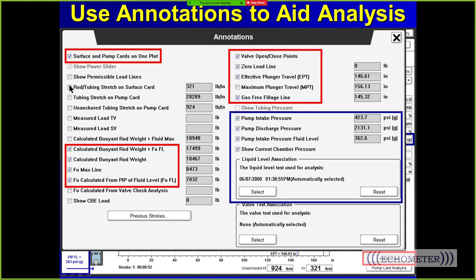And then over here, these three check boxes I turn off and on when I'm trying to look at tubing movement, rod stretch, slippage. I'll use these three check boxes for rod stretch on the rods and tubing, tubing stretch, and then the unanchored tubing stretch line. So I'll turn those on or off, and maybe turn this one on or off, trying to compare the measured traveling valve load to the theoretical traveling valve load here, and then the measured standing valve load to the calculated weight of rods and fluid. So those would be a check, a reference.